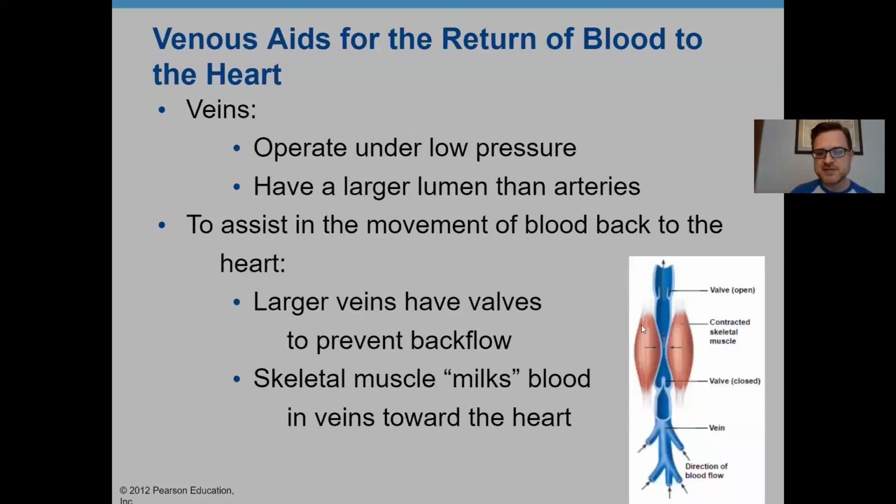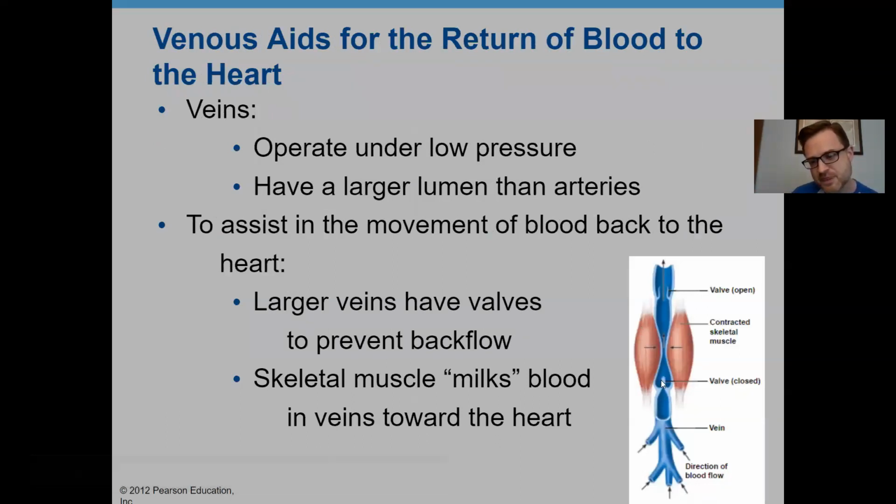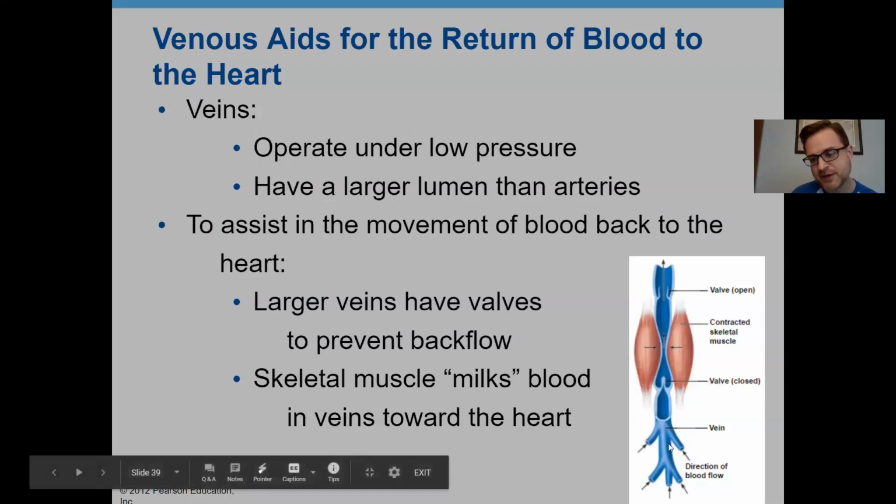So in a vein, if you see this picture right here, see these valves right here, here's a valve. In this picture, you want blood to be flowing upward. Veins can go against gravity, right? So if blood tried to go back down, it would close this valve, kind of like the case with semilunar valves. Arteries don't have these, but veins do have them. So under low pressure, the blood won't go backwards.